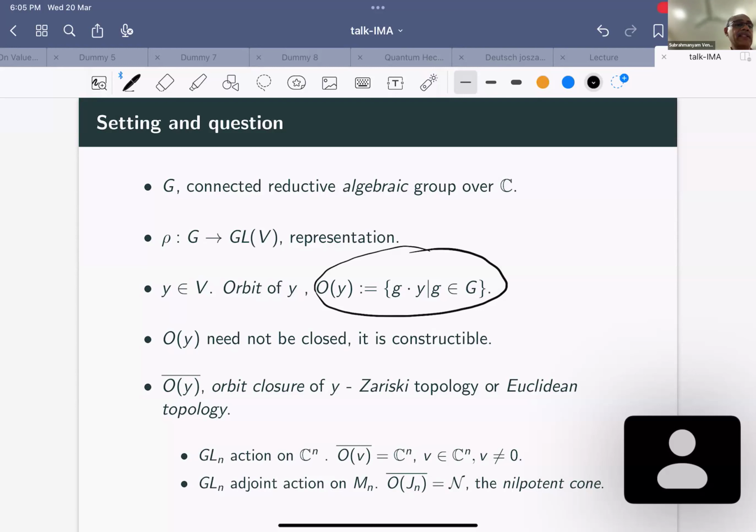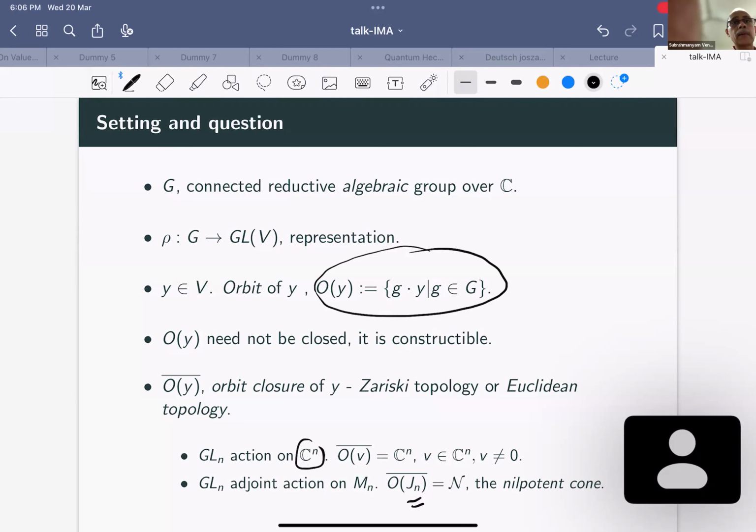A good example for this is the GL_n action on the standard representation C^n. If I give you any non-zero vector, its orbit is all of C^n, since I can reach any non-zero vector. So the orbit closure also picks up the zero vector inside this vector space. Yet another example, which most of you are probably familiar with, is the action of GL_n on n cross n matrices, which I denote by M_n. If J_n denotes the Jordan block with ones on the super diagonal, then it is also known that under conjugation, you pick up the set of all nilpotent matrices.